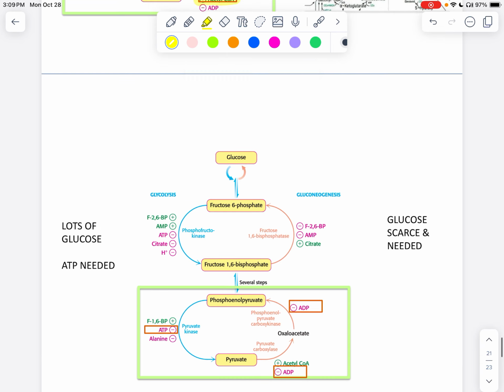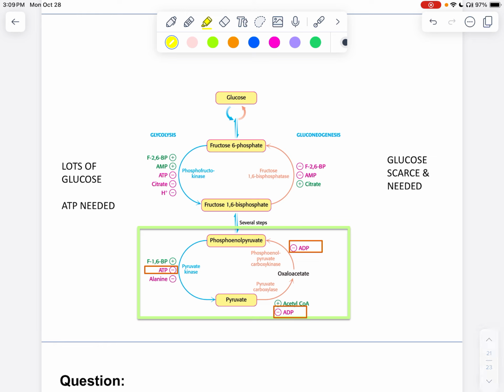And then we have our energy effectors, right? If we have a bunch of ATP, that's a sign that our energy needs are met, so we can slow glycolysis. On the other hand, if we have a bunch of ADP, that's an indicator that our energy needs aren't met. We really can't be using pyruvate to go back through gluconeogenesis. That ADP will bind allosterically to each of these and slow them down because we need to be moving our glycolysis portion forward.